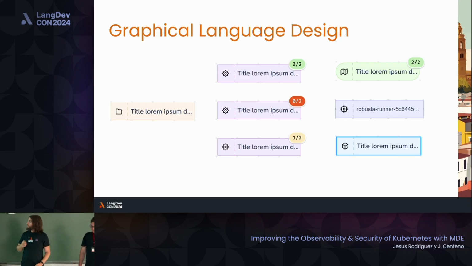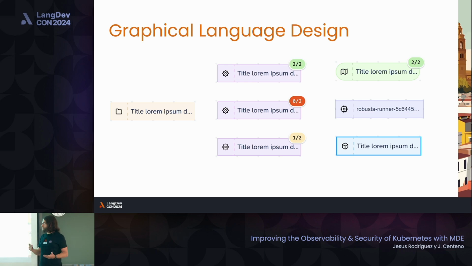Now, for the graphic language design, we did our due diligence, but we didn't find any real information. How do we represent a namespace? How do we represent a service deployment? There's no real iconography. You just have the Kubernetes one logo, but there's nothing else. So we try to do our best to represent each concept.